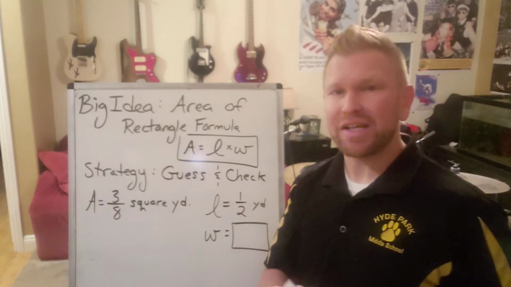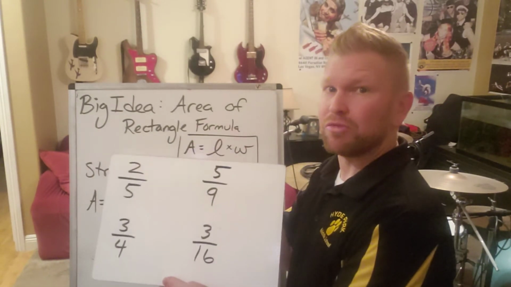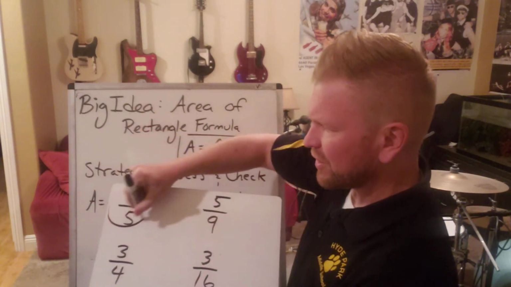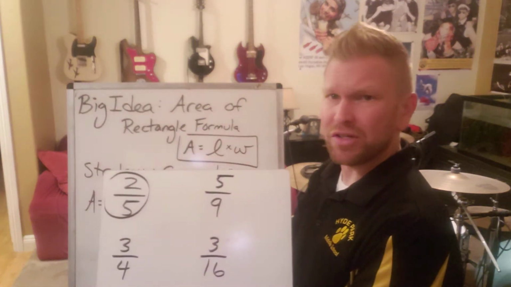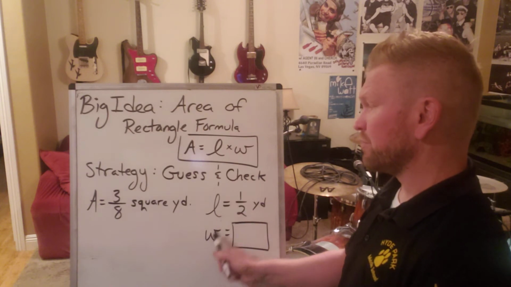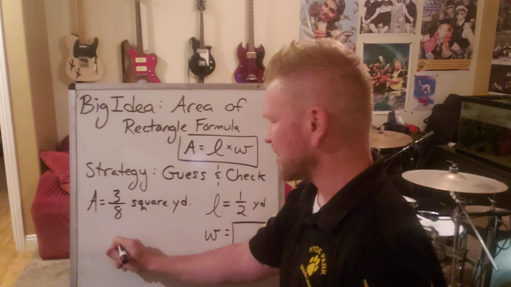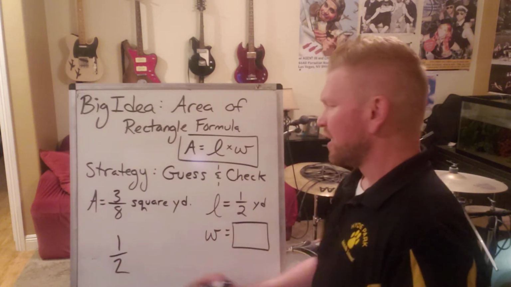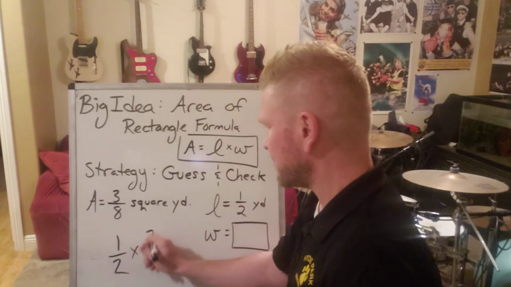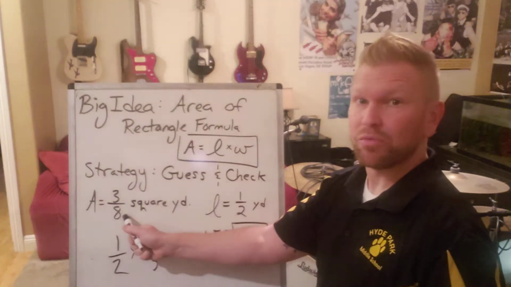So we could use guess and check, especially in a problem that's multiple choice, because the multiple choice answers are the numbers that we could guess. So in the multiple choice answers, one of them was 2/5. Let's guess that 2/5 could be the answer, and we'll check it. If the width is 2/5, remember we're supposed to multiply length times width to get the area. So let's take the length of 1/2 and multiply it by the width, which we're guessing is 2/5, and let's see if we get 3/8. If we do, then we're right.